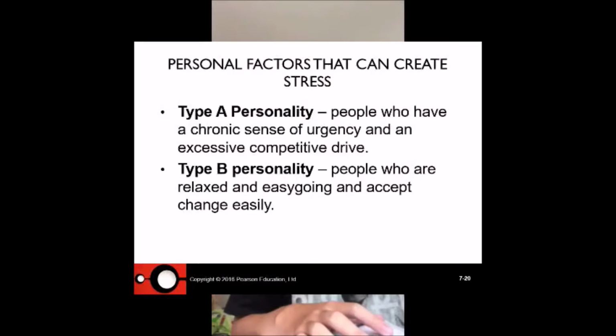First on type A, that is the type of people who have chronic sense of urgency and are achievement and execution driven. And type B is the opposite of type A. That is the people who are relaxed and easygoing and accept change easily.